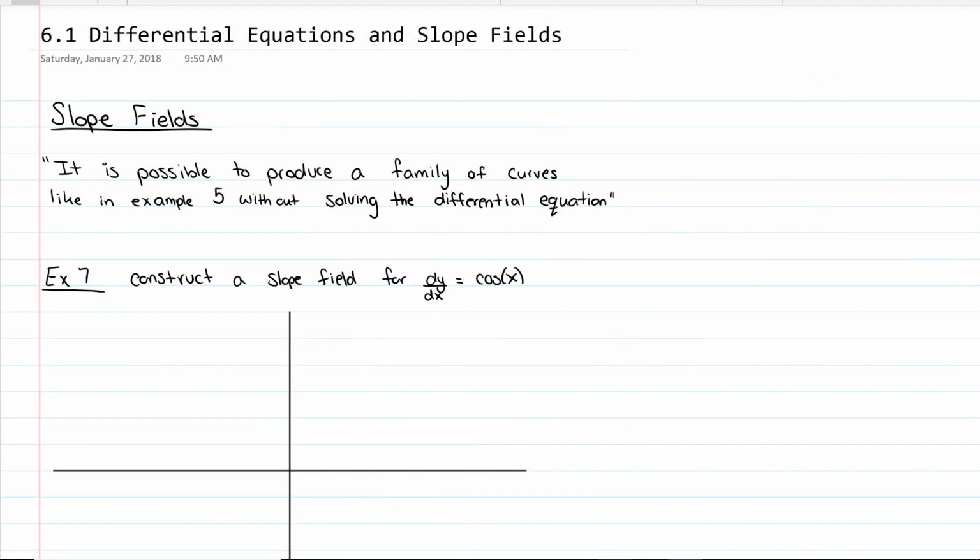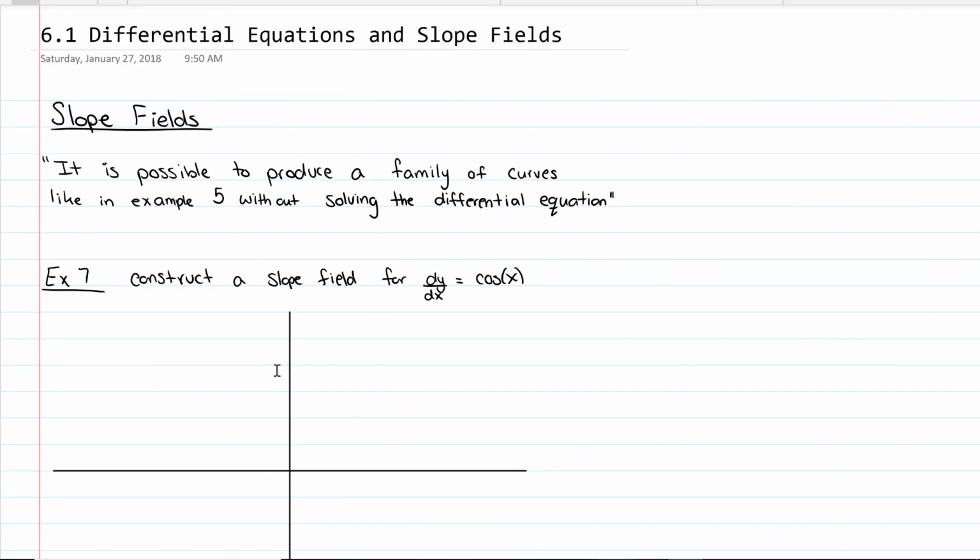In the last example, we looked at graphing cosine of x to determine the slope field, which is of the function y equals sine of x plus c. However, sometimes you can't use a calculator, so we need to know how to do this by hand. We need to be able to identify the slope fields of different functions and match them to equations. So it is possible to produce a family of curves, like in example 5, without actually solving the differential equation.